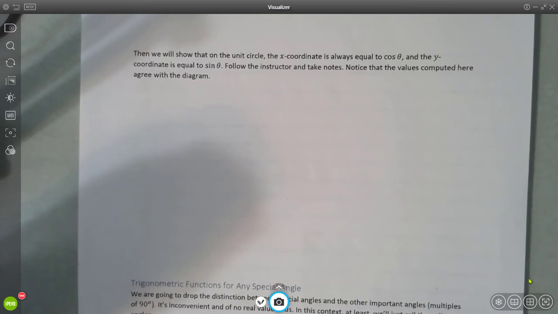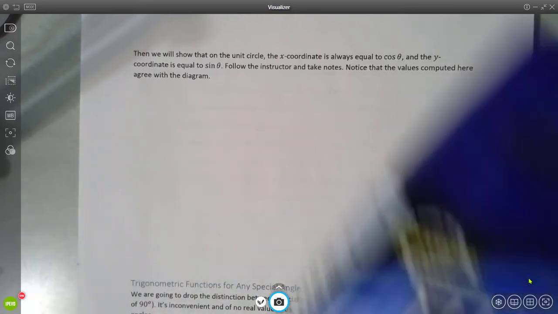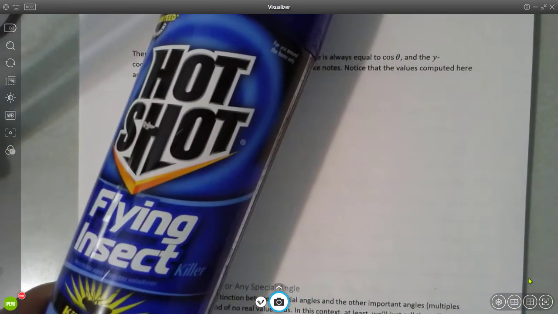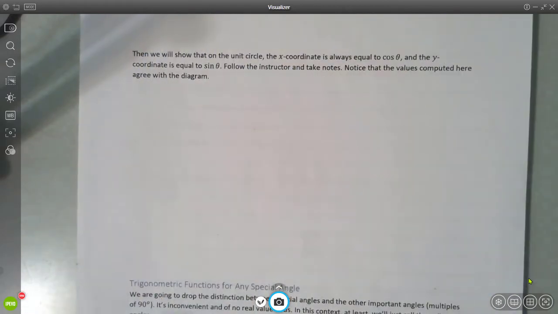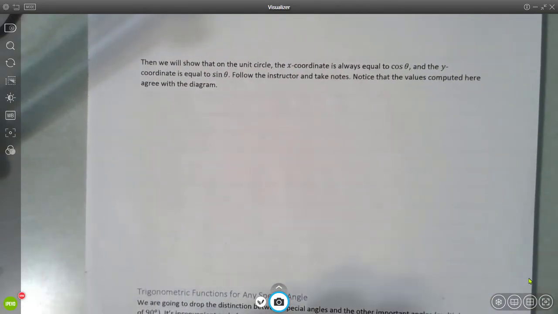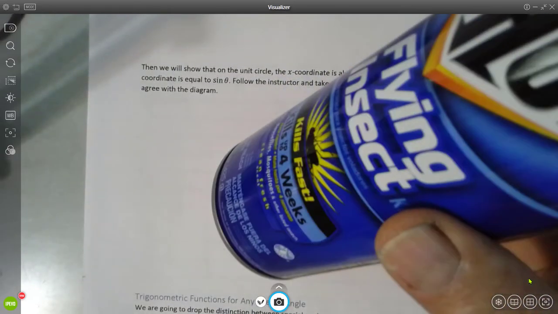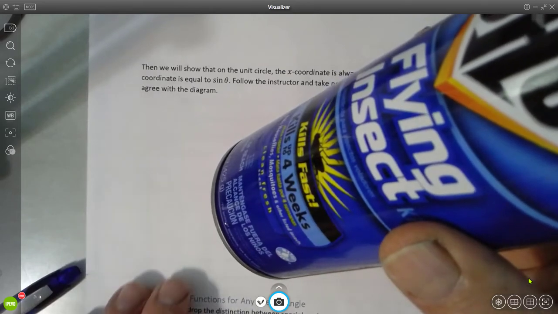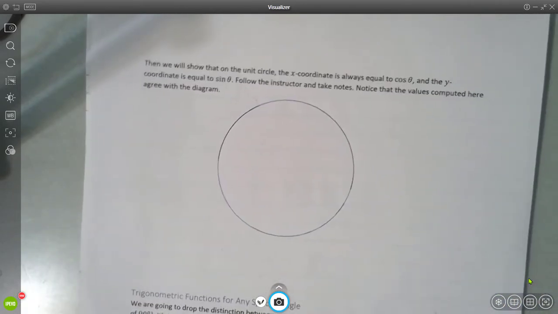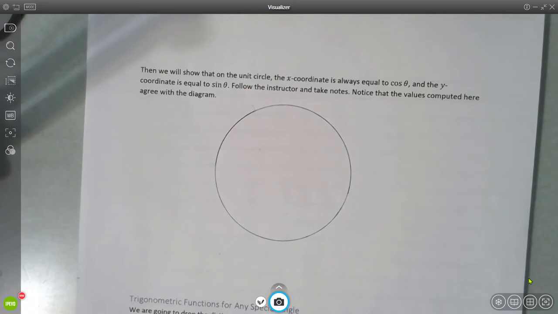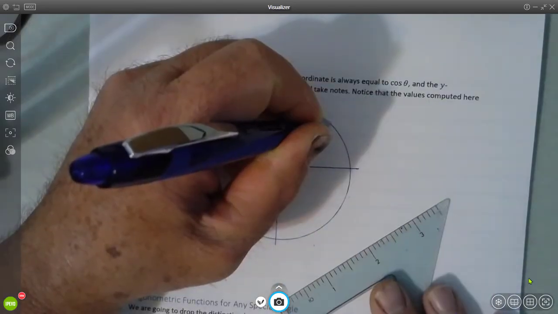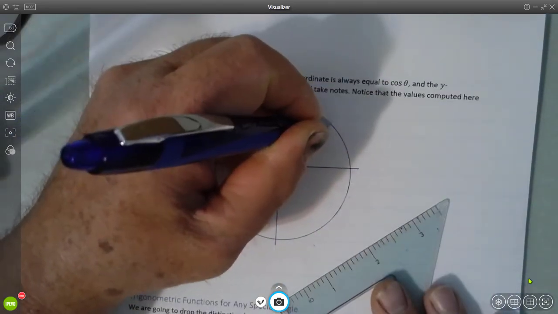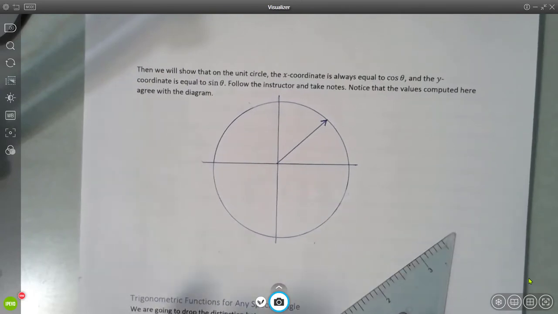Well, it turns out I've got just exactly what I need here, which is my hot shot flying insect killer. And the reason I need that is because it's really a good way of making a circle. And so I'm going to put this right down here and draw a circle. Well, there we have it. And as you can see, you could hardly get a better circle than that. Ray coming up here and intersecting that circle.